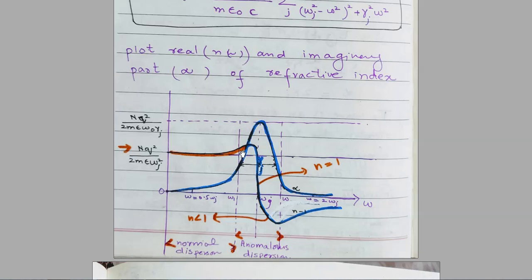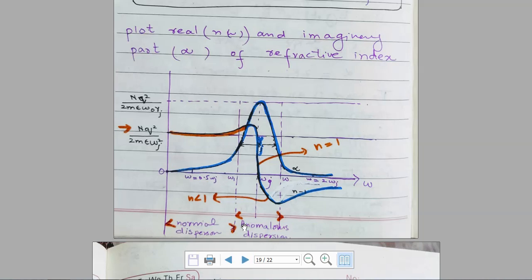The blue plot represents the imaginary part of the refractive index, that is the alpha. At low frequency alpha is negligible, but at high frequency it rises up to a maximum, and the maximum value is obtained at omega equal to omega j, which means this happens at resonance. After this, the value on this graph drops down to 0 again. This behavior is known as the absorption of the wave, and it happens at the resonance frequency when omega equals omega j. This behavior is called anomalous dispersion.